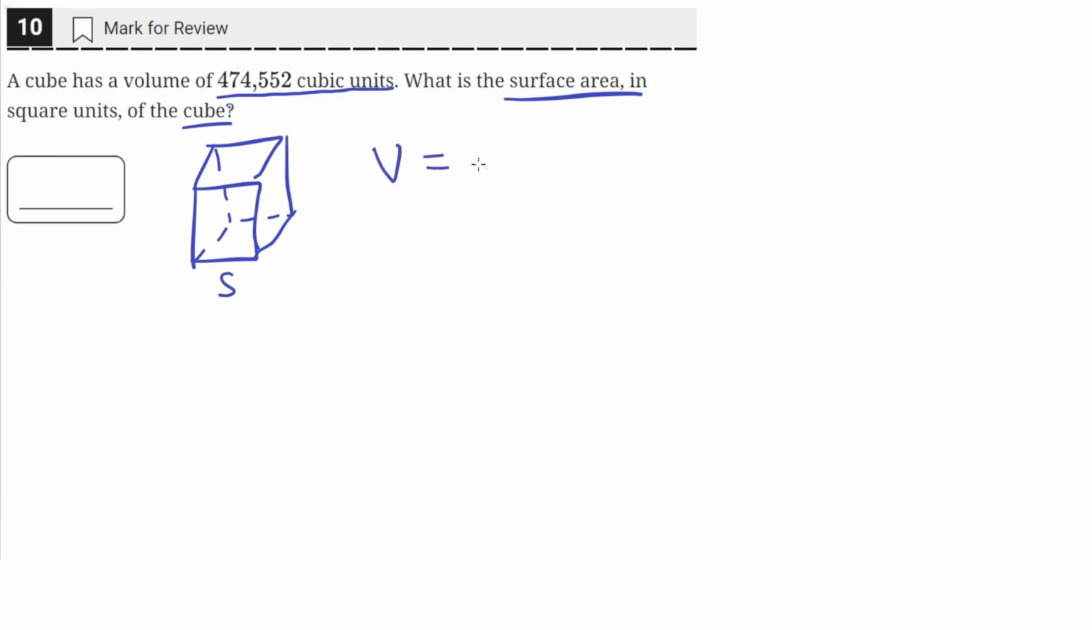So the volume of this cube is 474,552 units. We know that the equation for the volume of a cube is side cubed, because it's just the formula of length times width times height, but since all the sides are of equal length on a cube, length times width times height is just side times side times side, which is just side cubed. Okay, so we can use the volume then to solve for the length of each side on the cube. So we can do that by cube rooting both sides.